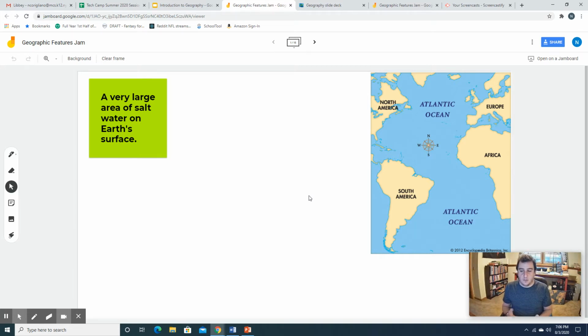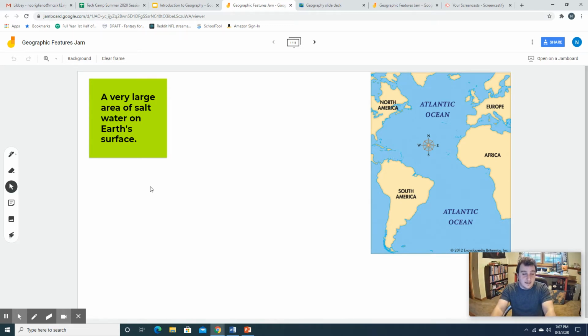What I included in this Jamboard is the definition that they've already seen right in the sticky note, and then an image for those that are a little bit visual and have an easier time associating an image with the definition. That makes it easier for them to define the term and remember what definition goes with what geographic term.